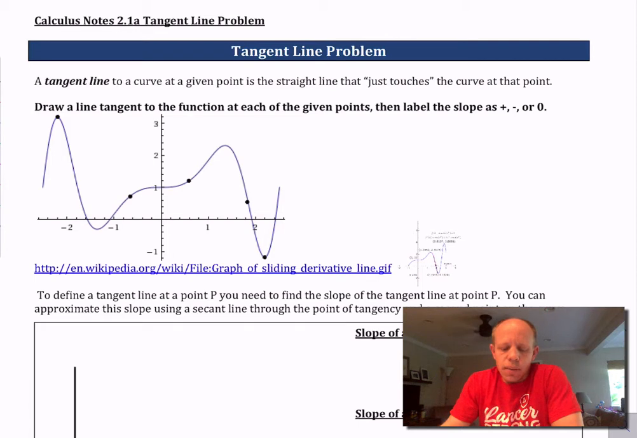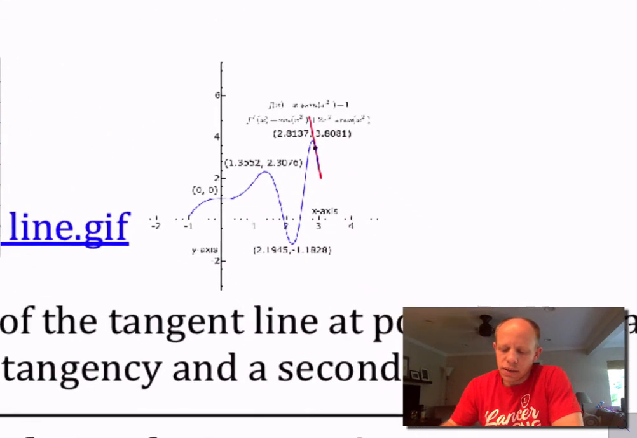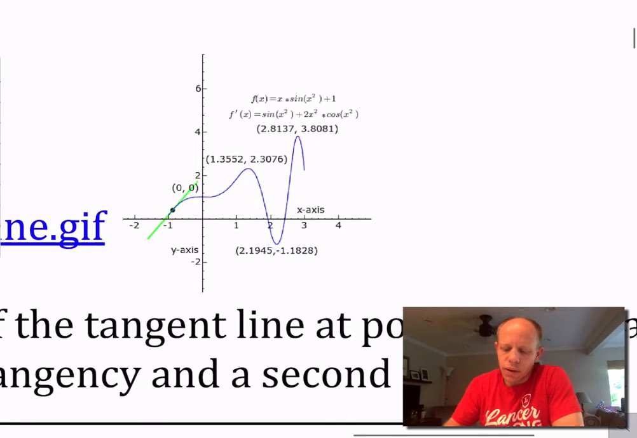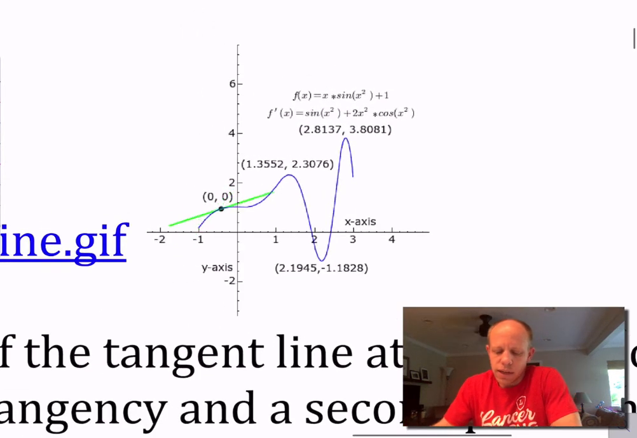So first off, let's talk about a tangent line. It says a tangent line to a curve at a given point is the straight line that just touches the curve at that point. So we're going to take a look at an example of some tangent lines here. And in this graph right here, we can see the tangent line moving across the graph at different x values.